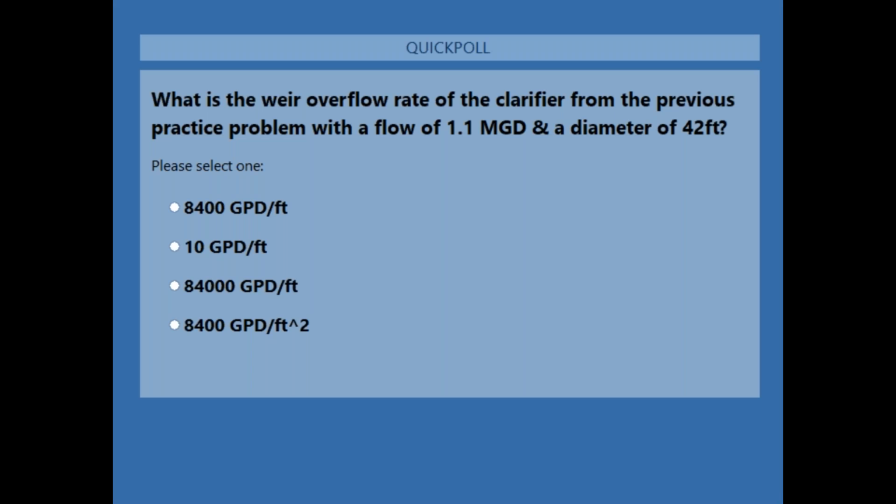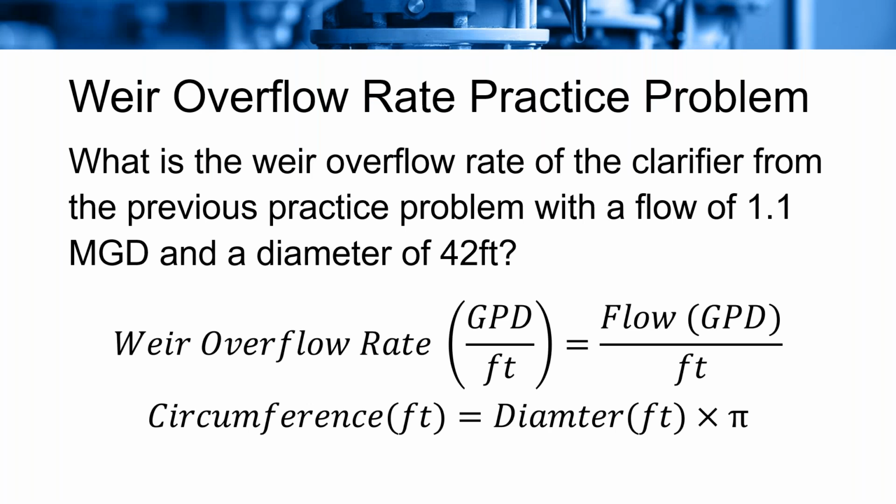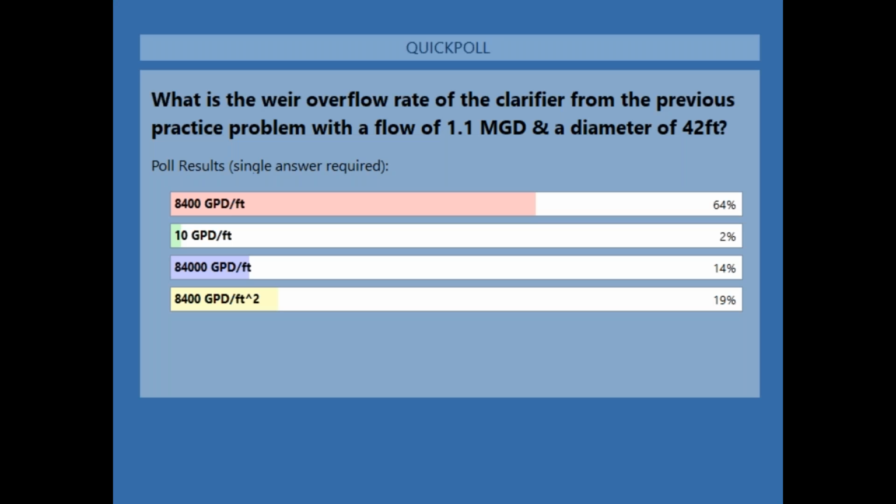Go ahead and close the poll in 3, 2, 1. All right, so it looks like most of us got it right again. The answer is 8,400 gallons per day per foot.